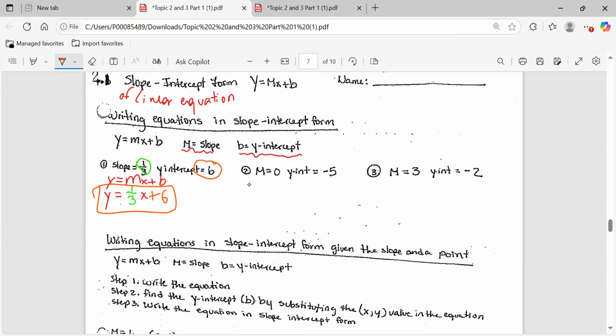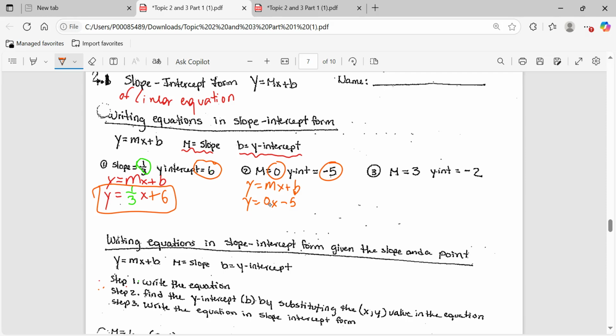Let's look at number 2. Y is equal to mx plus b. The slope is 0 and the y-intercept is -5. So y is equal to 0x. Your slope is 0 and your b is -5. Whatever your b is is what goes into that spot, sign and all. We're not going to put a plus negative b because a positive and a negative at the end of the day is still just a negative. So that's why whatever that y-intercept is goes into that y-intercept spot. So y is equal to 0x minus 5.